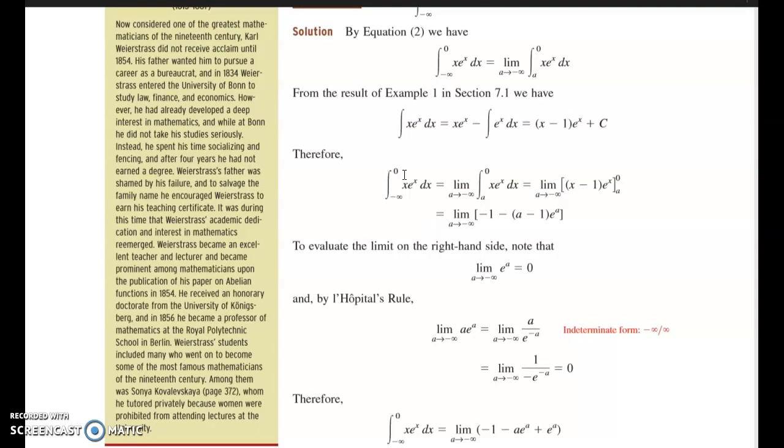Integral from minus infinity to 0 x e raised to x dx equals limit a tends to minus infinity integral from a to 0. This equals limit a tends to minus infinity of x minus 1 into e raised to x from a to 0. That's equal to minus 1.